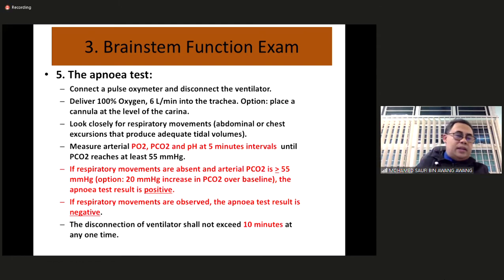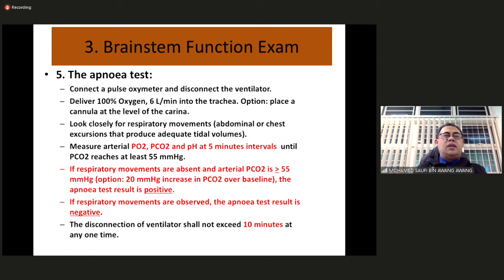And the third part of the examination to confirm whether the patient is brain dead or not is the apnea test. Apnea test is basically very simple. The objective is to look at whether the patient is breathing or not. So we will disconnect the ventilator from the patient, and then assess whether the patient is breathing or not. How? By measuring the PO2 and PCO2.